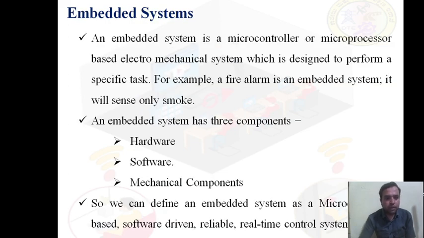First we will learn the embedded systems. An embedded system is a microcontroller or microprocessor based electromechanical system which is designed to perform a specific task. Example for the embedded system is a fire alarm which senses smoke. Other examples for embedded system are an automatic washing machine or your air conditioner. Any device which performs a function automatically is usually an embedded system.